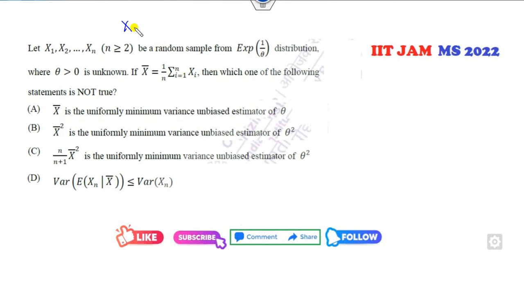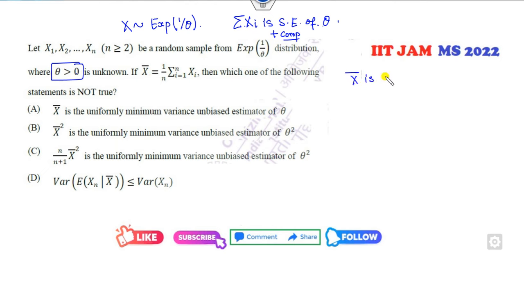Okay, X follows an exponential distribution with parameter 1 over theta. That's very simple. I think there is no need to think about that, because for the exponential distribution I already said that the sum is the sufficient estimator of theta. Now the summation of xi is my sufficient estimator of theta. There is only one parameter, so this is also complete. Moreover, there is an open interval, so that's complete. So that means x bar is my sufficient plus complete.